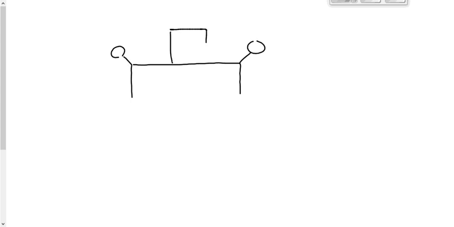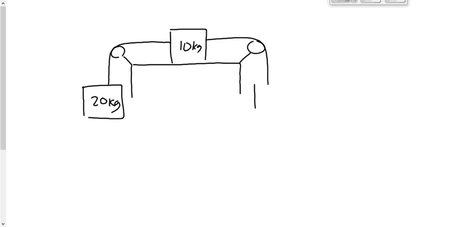Let's try one more here. We've got a table this time that has 3 objects on it or around it. 2 little pulleys here. We've got an object in the middle that has a mass of 10 kilograms. It's attached to a string over here, which is attached to an object that has a mass of 20 kilograms. It's attached at this end to an object that has a mass of, let's make it 10 kilograms. There's going to be a force of friction of 50 newtons. We want to find the acceleration.